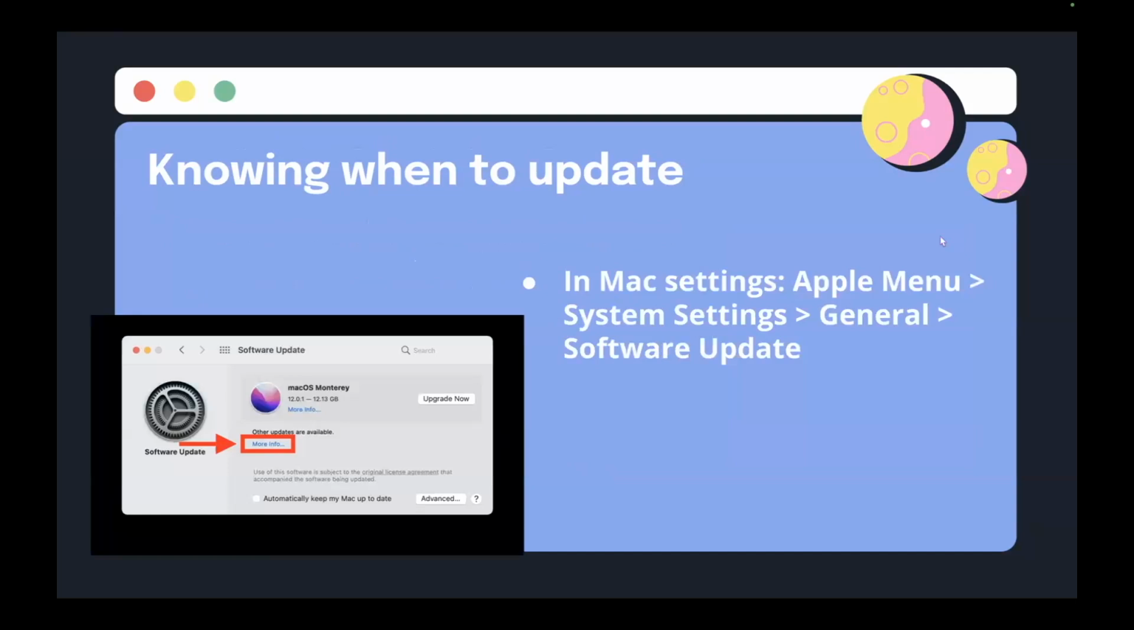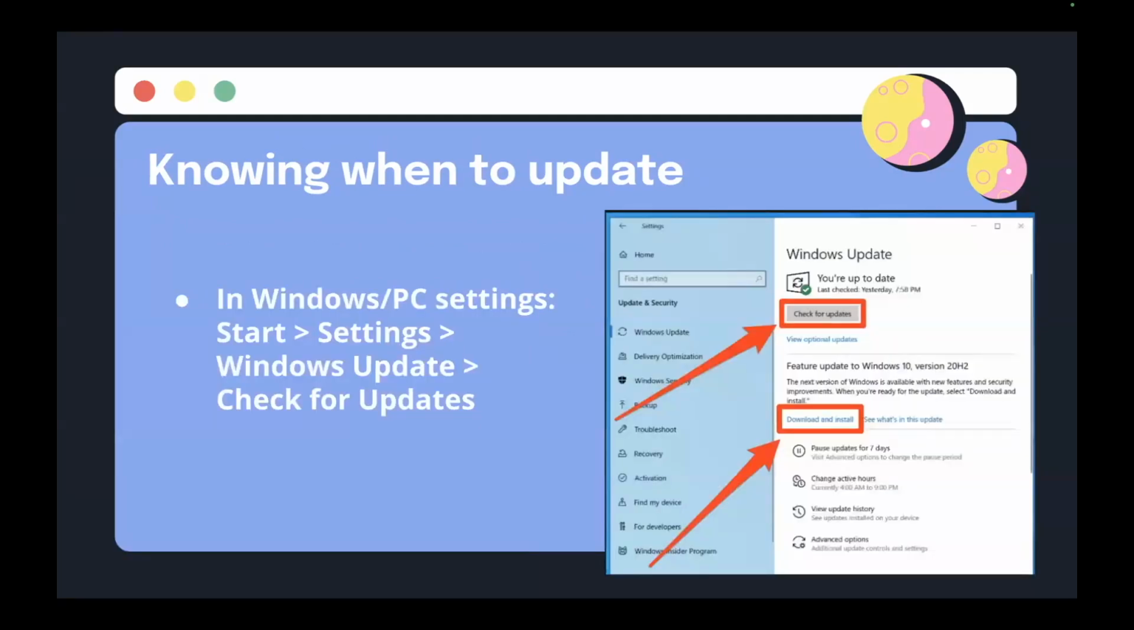In Mac settings, in order to check this, you can go to the Apple menu and then software settings, general, and then software update. For Windows PCs, you can go to the start menu, then navigate to settings, then to the Windows Update tab, and then check for updates.